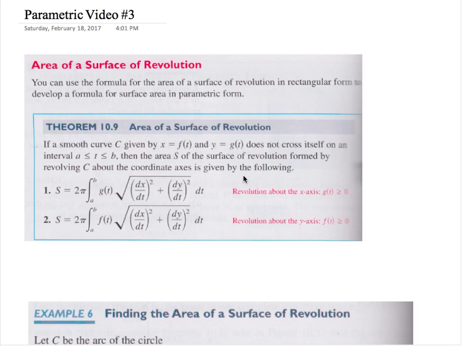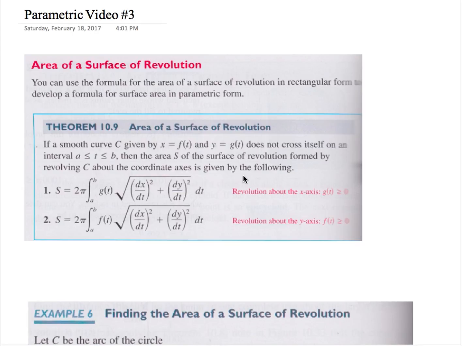Hello calculus students. We're going to look at a few more examples of parametric calculus today. And I thought we'd start off by looking at the book's little bit about areas or surfaces of revolution in parametric coordinates. So you should have already viewed the video on arc length in parametric coordinates. So now we're going to look at surfaces.